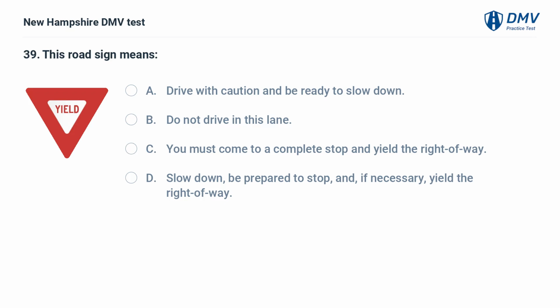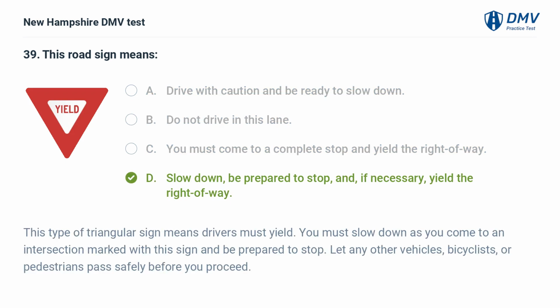This road sign means A. Drive with caution and be ready to slow down. B. Do not drive in this lane. C. You must come to a complete stop and yield the right of way. D. Slow down, be prepared to stop, and, if necessary, yield the right of way.